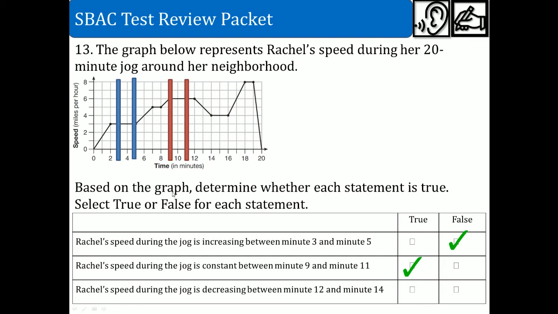Rachel's speed during the jog is decreasing from minute 12 to 14. There is 12, that is 14. Look at that interval, it is going down, so it is decreasing, so that is true.